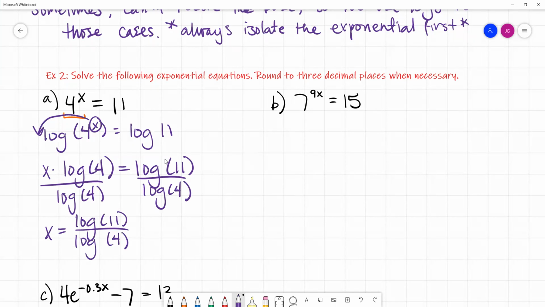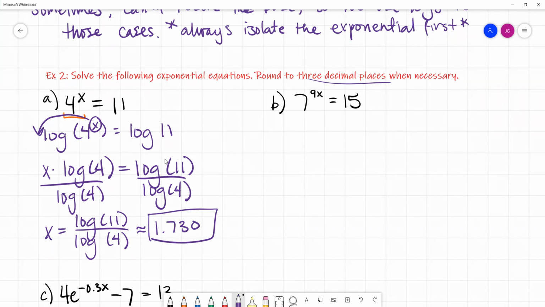in my calculator. Okay, so do that really quick in your calculator. Let's see what we get. Okay, I had to pull mine out really quick. Log of 11 divided by log of 4. All right, we get an answer of about 1.7297. So that actually becomes 1.730 since we're rounding to 3 decimal places.